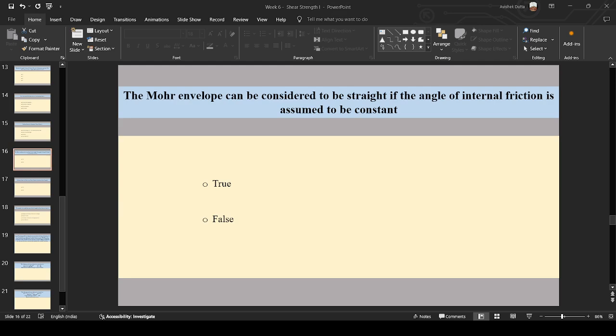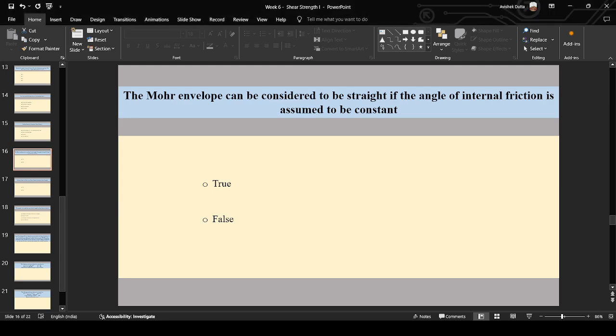True false statement. The Mohr envelope can be considered to be straight if the angle of internal friction is assumed to be constant. Is the statement true or false?